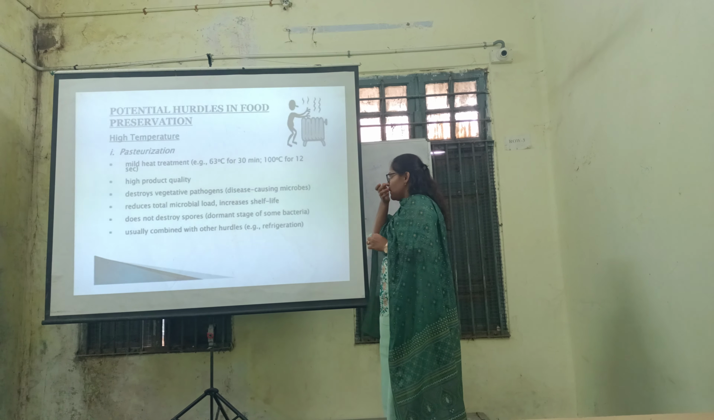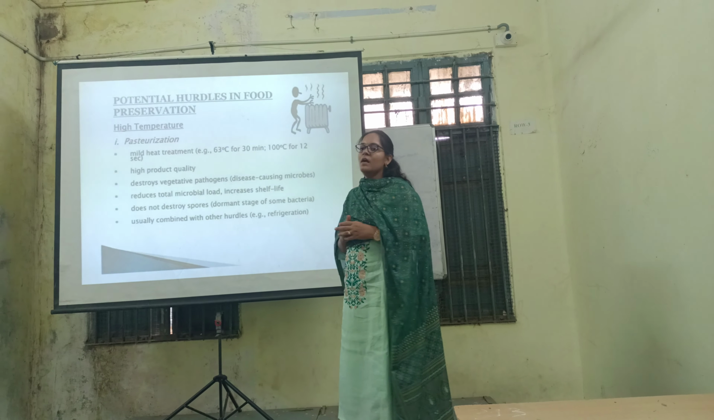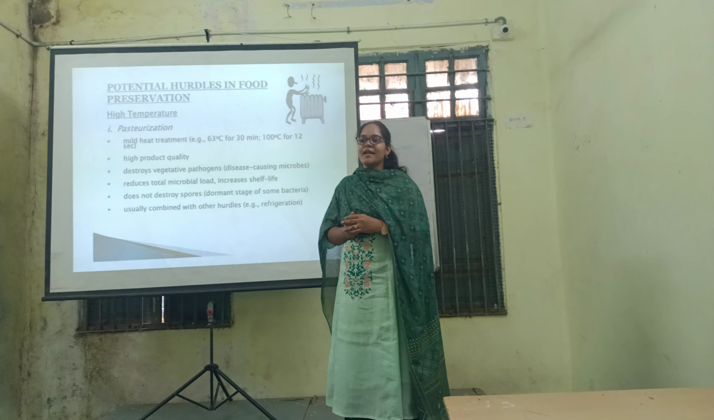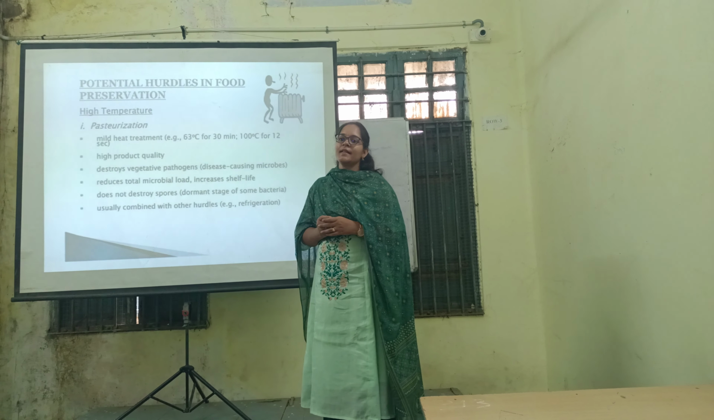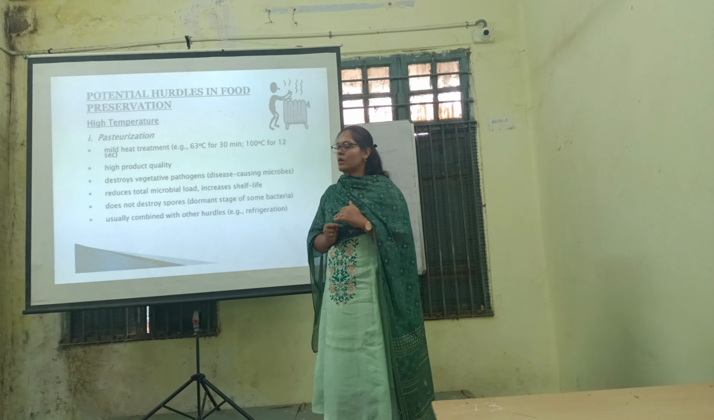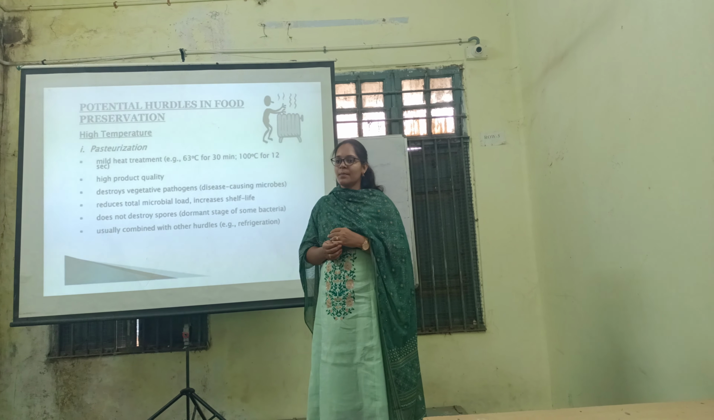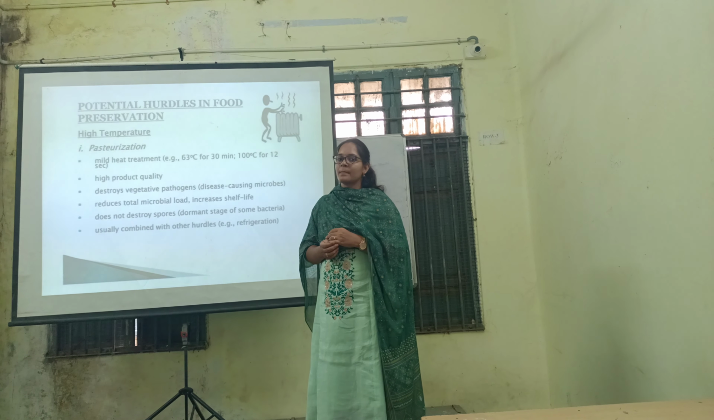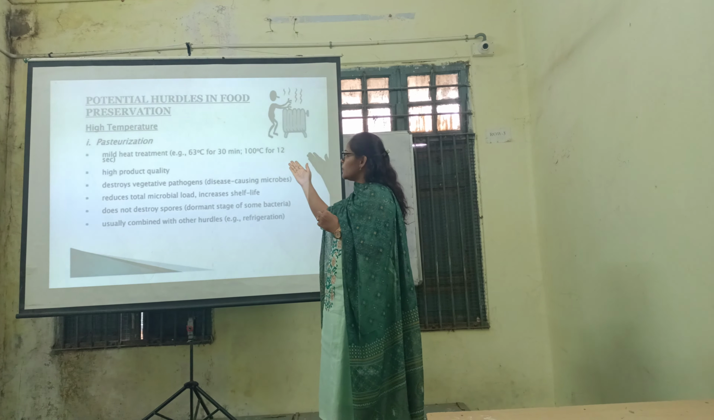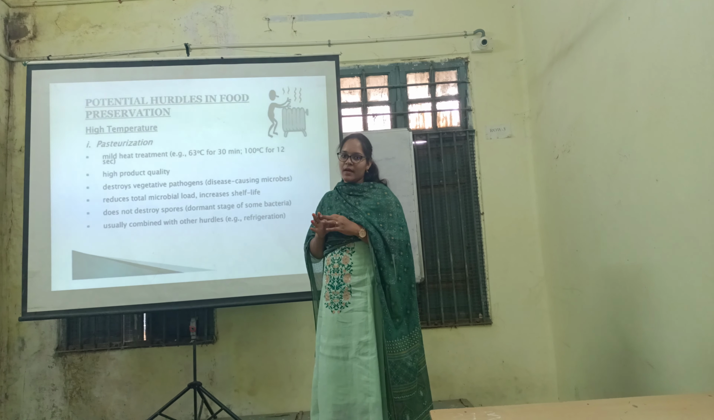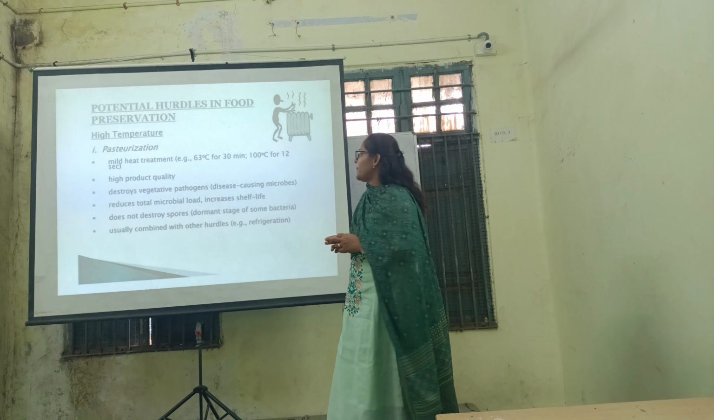Next. So here are potential hurdles that can be present in food preservation. What are the different types of potential hurdles? Mainly we can maintain high temperature. For example, pasteurization. In general, pasteurization is used only for milk products. For milk products, a mild heat treatment, that is a mild temperature, is maintained for the pasteurization technique.